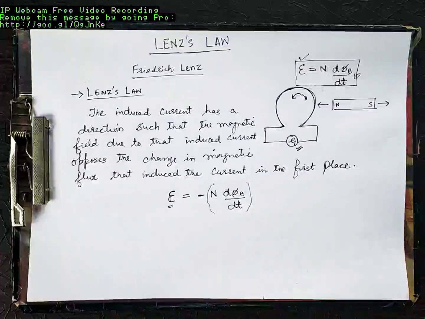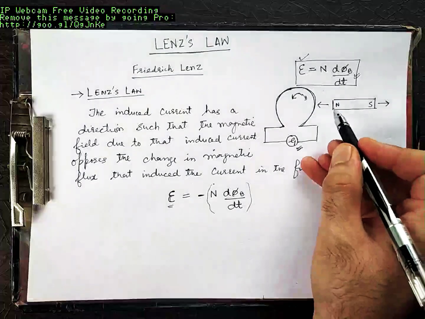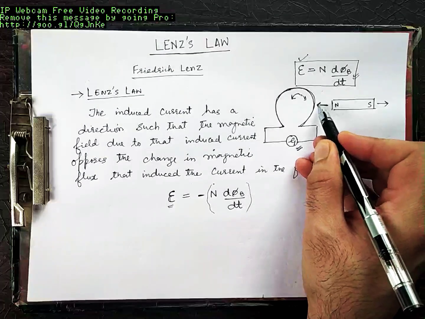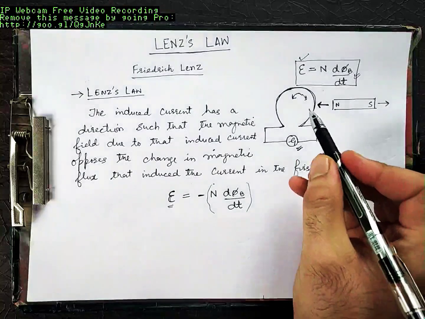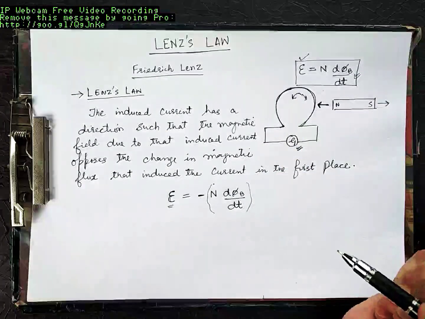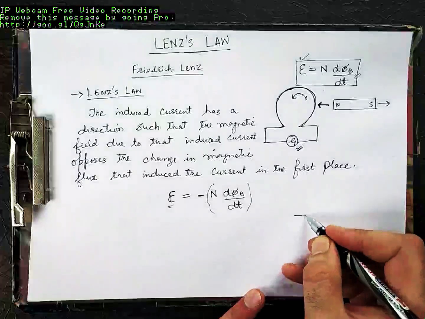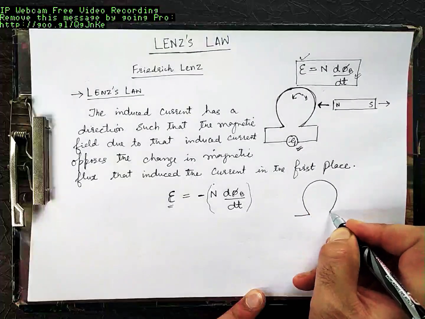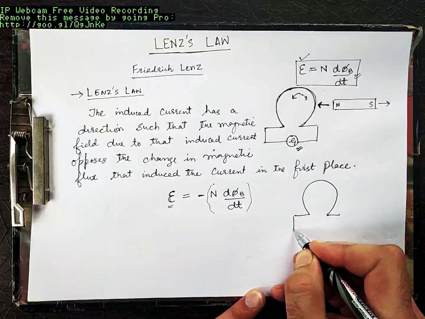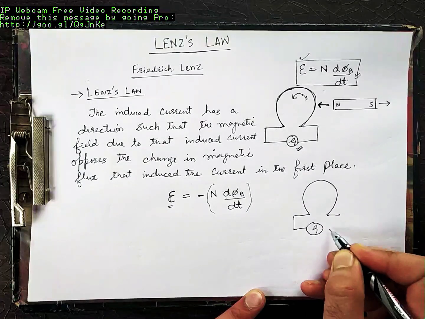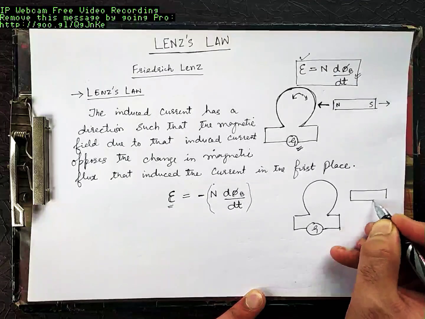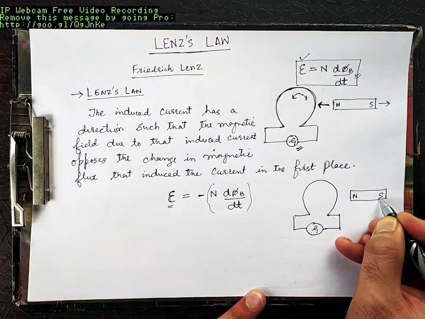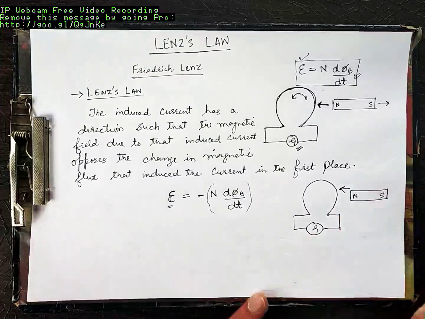Let me make it further simple for you. Suppose you are pushing the north pole towards the coil. Now the question is, what should be the direction of current over here? I'll draw another figure over here. You have a magnet, north and south pole. You are pushing it towards the coil.